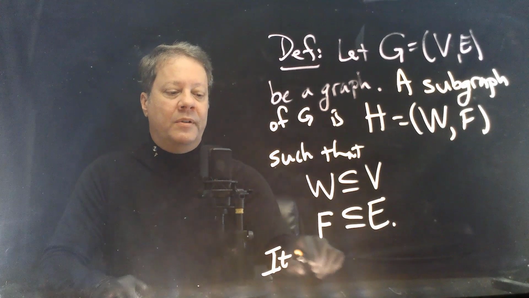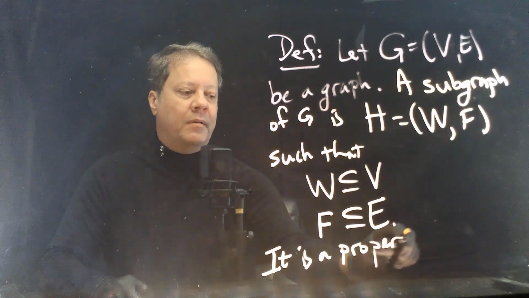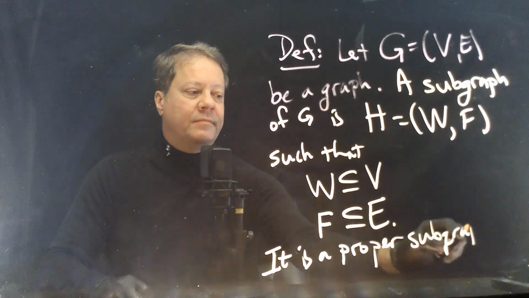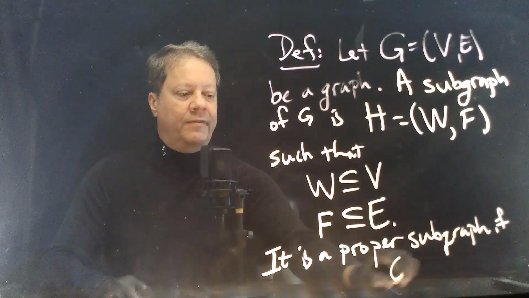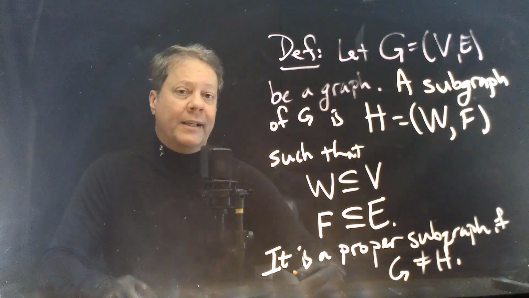So it is a proper subgraph if G isn't the same as H. Either it's missing a vertex or missing an edge, or both.